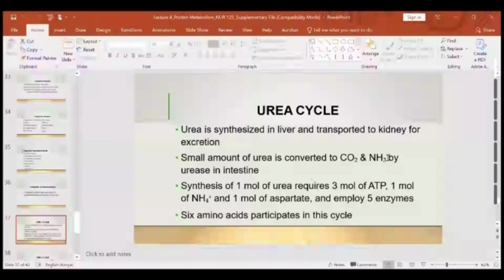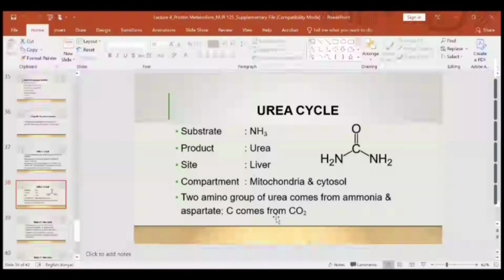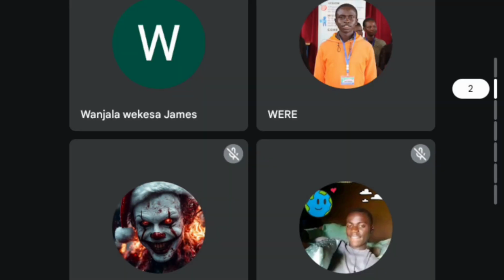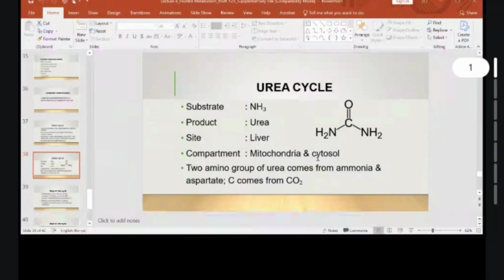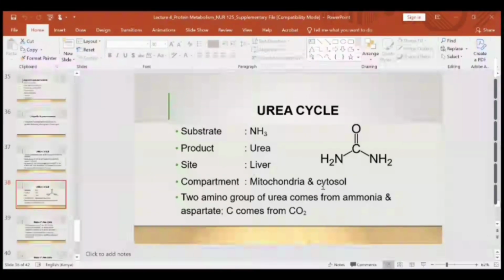Okay, so there are about 6 amino acids that participate in this cycle, what we are calling the urea cycle. So ultimately, you're producing this particular molecule, urea, from ammonia. And the site of the urea cycle, or urea production, is the liver, majorly the mitochondria and the cytoplasm of the liver cells.